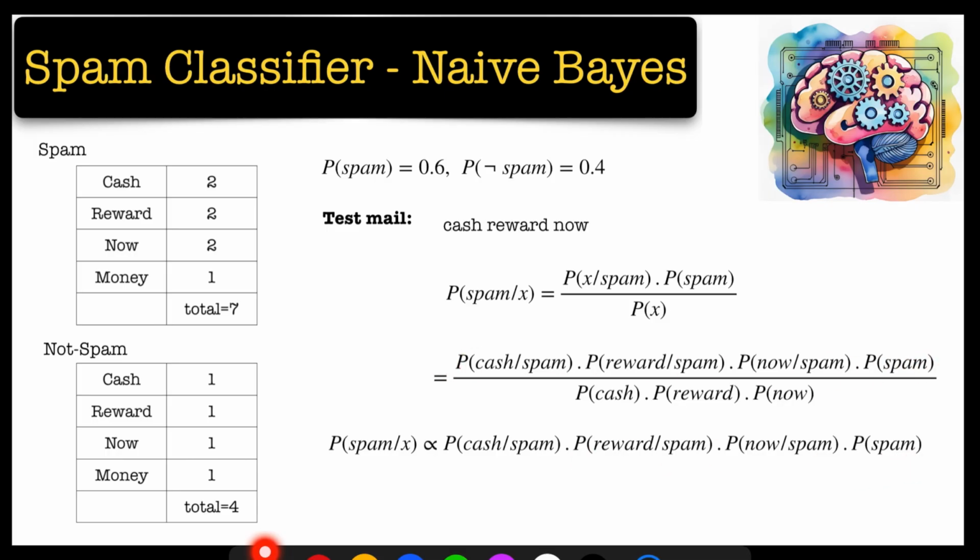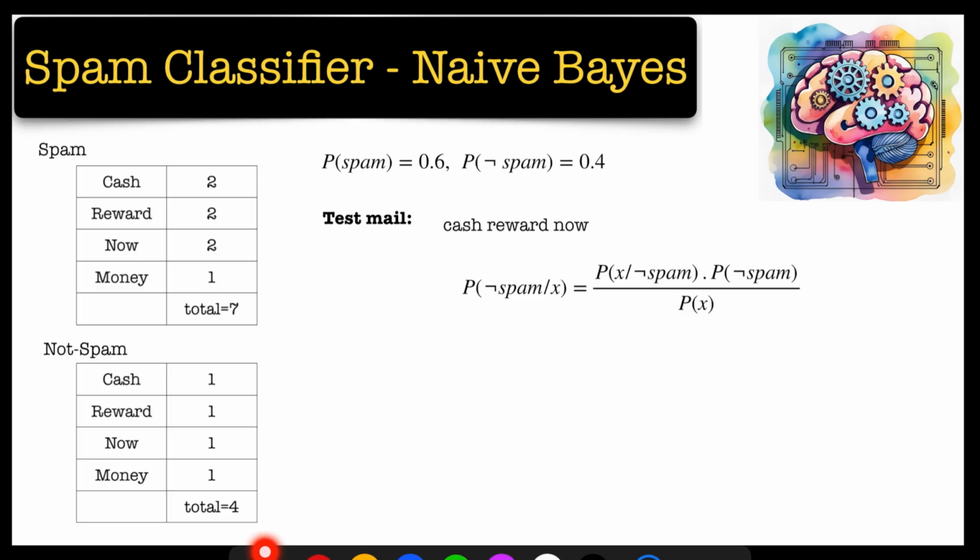Now let's calculate the probabilities. Probability of cash given spam. How many times cash occurred in spam? 2 times out of 7 times. How many times reward have occurred in spam? 2 times out of 7 times. So let's just place the numbers. 2 by 7 times 2 by 7 times 2 by 7 times this probability of spam is 0.6. We get this number. So probability of spam given this test email is proportional to this.